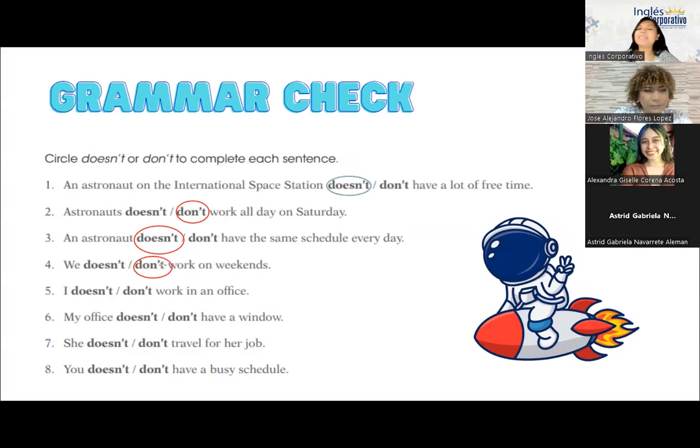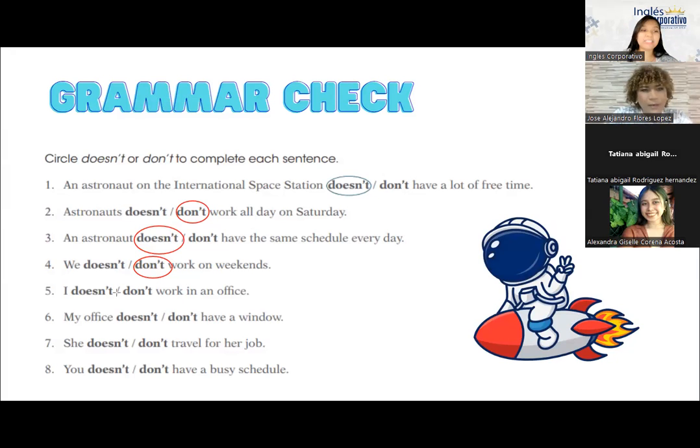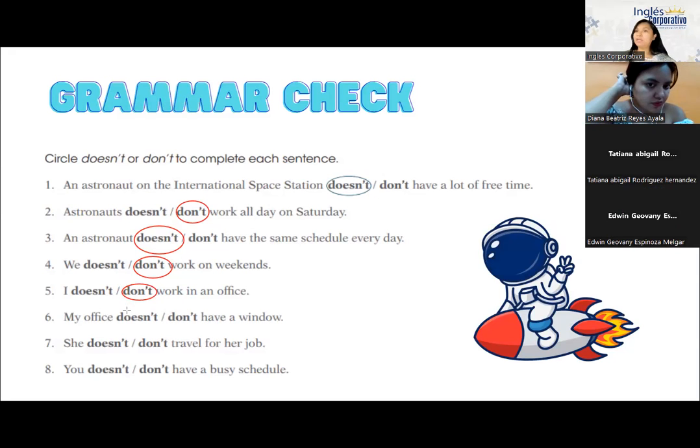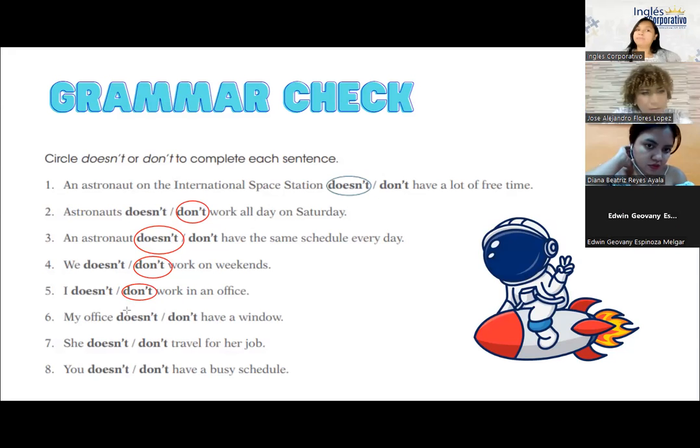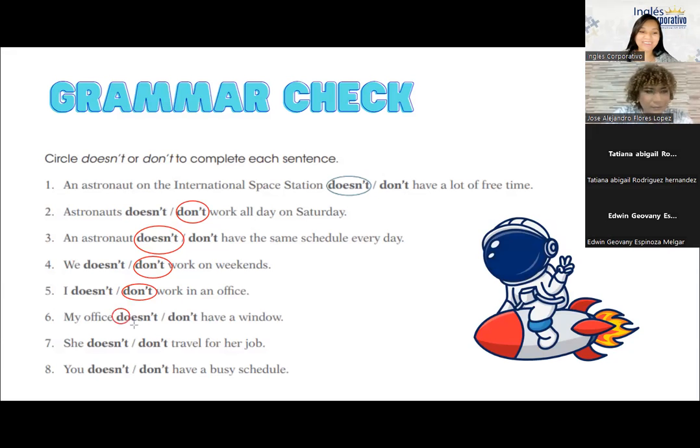And number five. I doesn't or I don't? I don't work. Very good. I don't work in an office. Number six, my office doesn't or my office don't? My office don't. Don't have a window. Doesn't. Aquí. No, doesn't, porque es. Yes, because it's it. Okay, very good. Doesn't. Okay, so my office doesn't have a window.